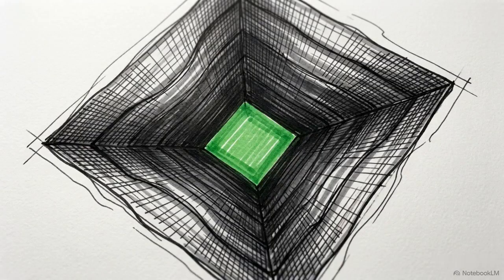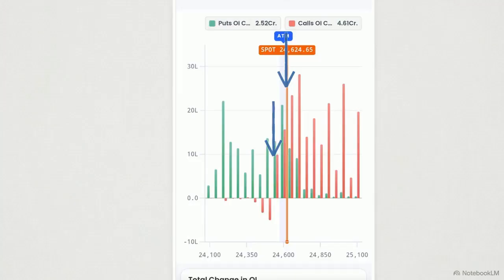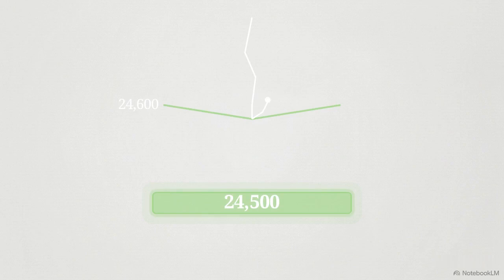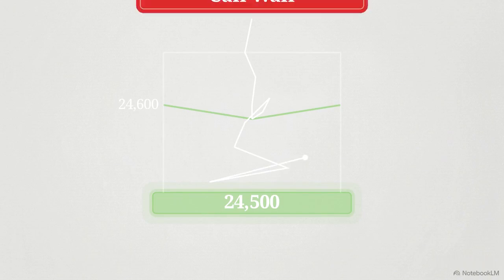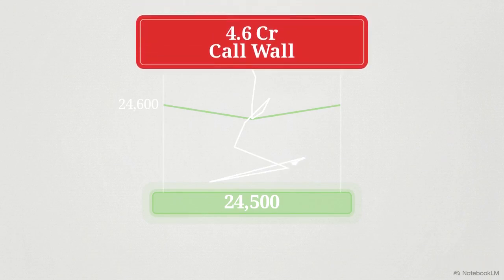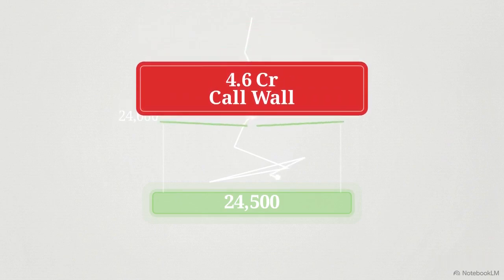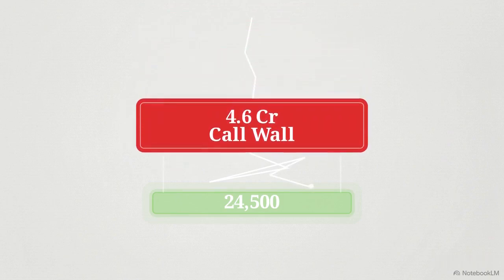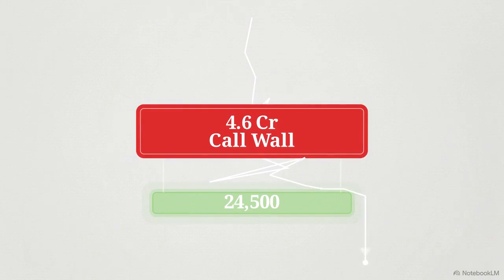To find the downside floor, we have to examine the put writing at lower strikes. The green bars show structural support levels at 24,600 and 24,500. While some defense exists at 24,600, the true structural floor, the area where the largest block of puts is written, is not found until 24,500. The option structure has boxed the market in, but the sheer weight of that 4.6 crore call wall caps the upside and forces the path of least resistance downward.